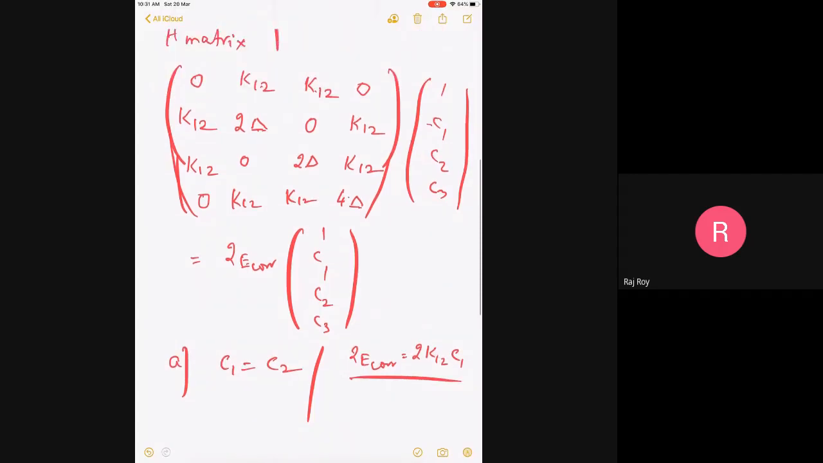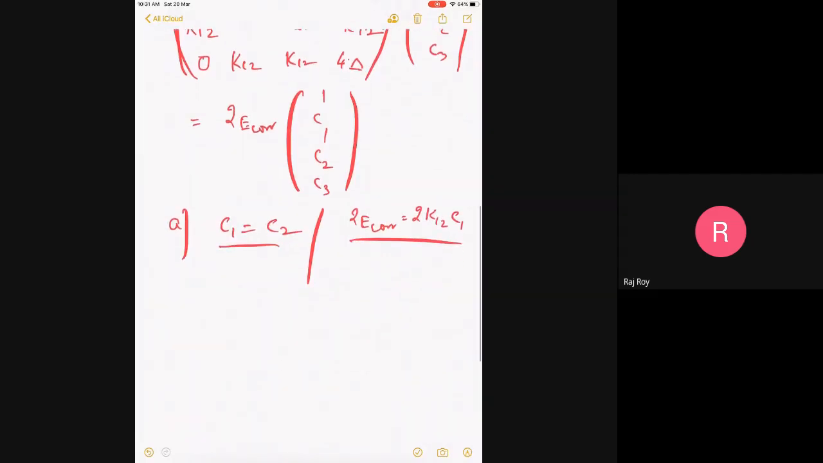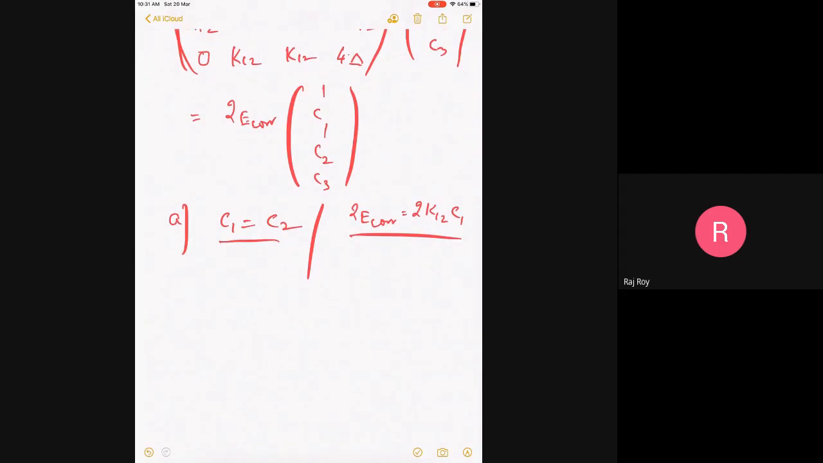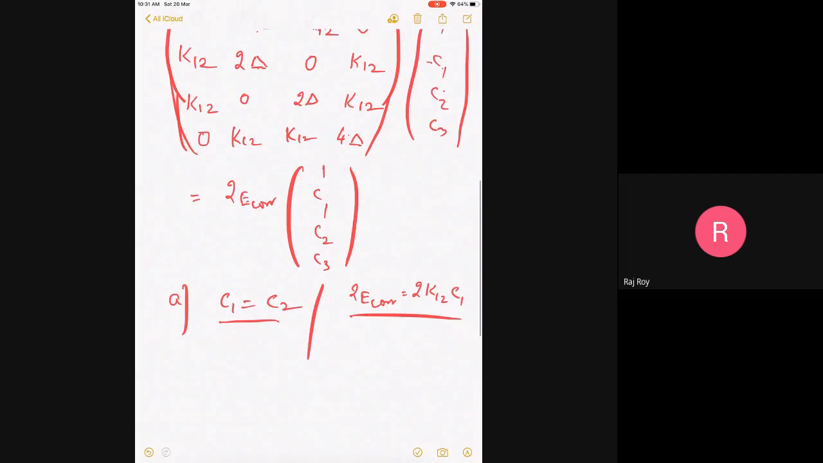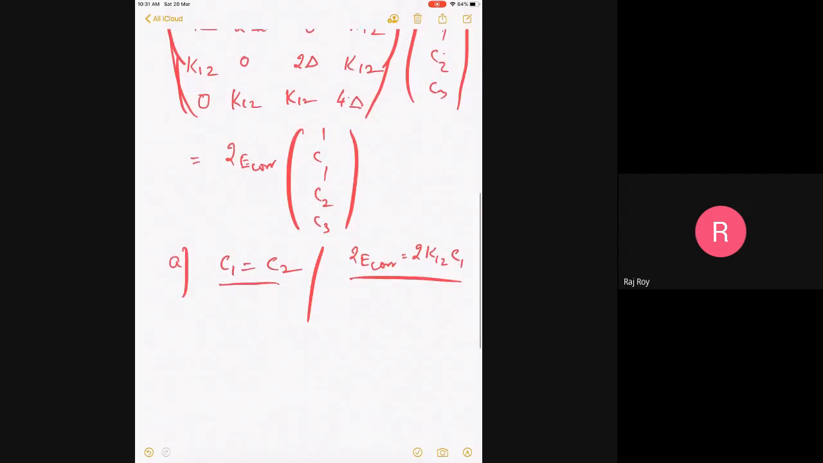Because if you see the first row into first column, it's K12 into C1 plus K12 into C2. This is anyway 0. So E correlation. So these 2 equations come out very easily. I think you can just set it up. I did set it up, but you can set it up. I will not give it as a home assignment problem, but you do it as a practice problem. Anything from here may come in exam. So I'm not giving it as an assignment problem. But I hope you'll be able to set it up. It's very trivial to see.